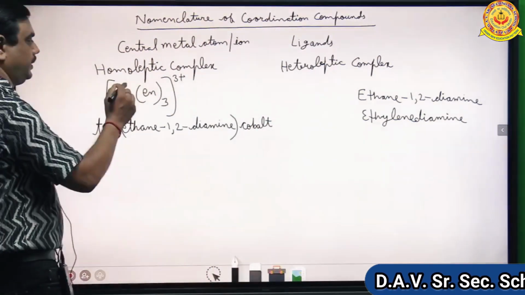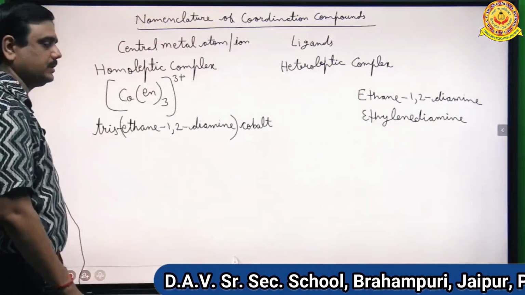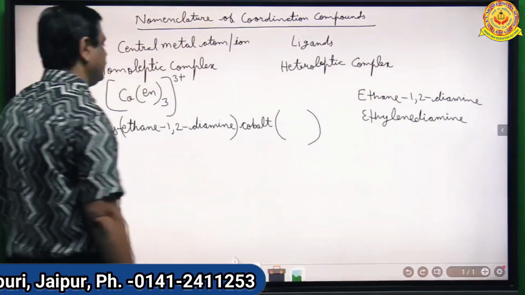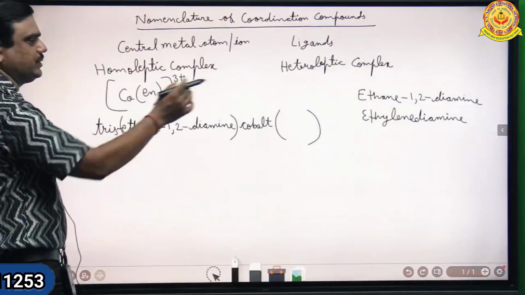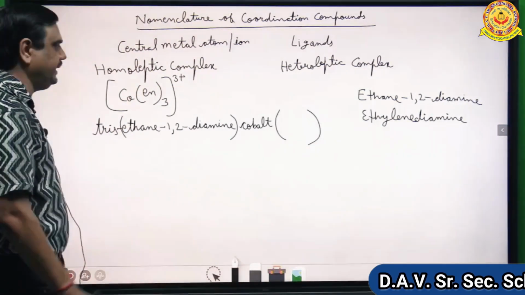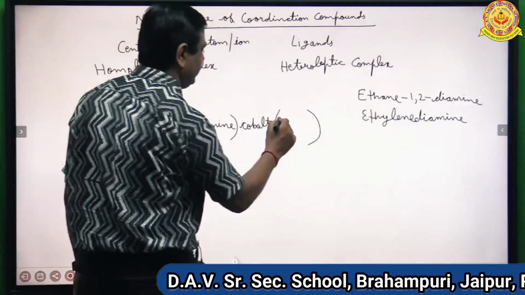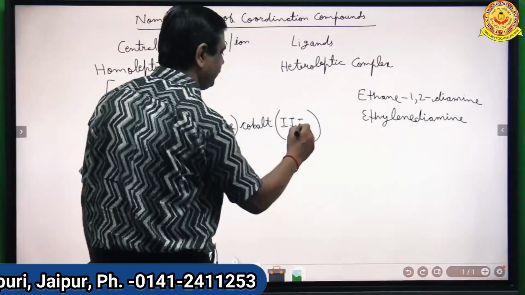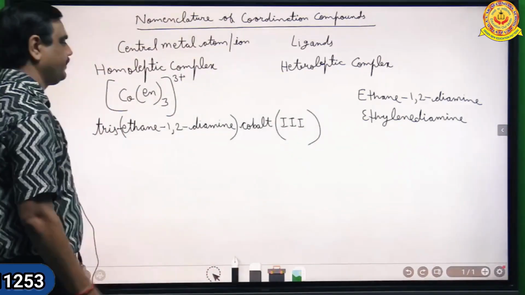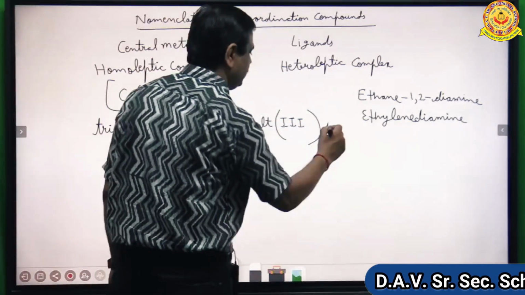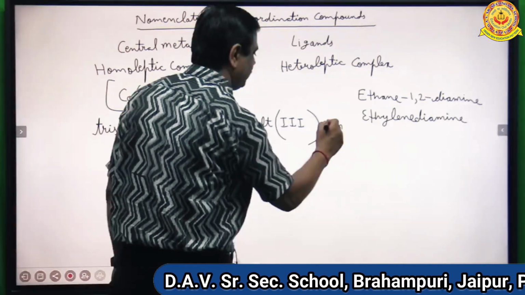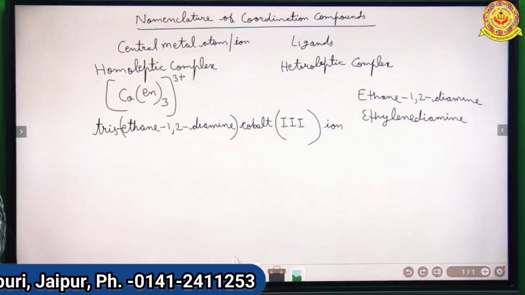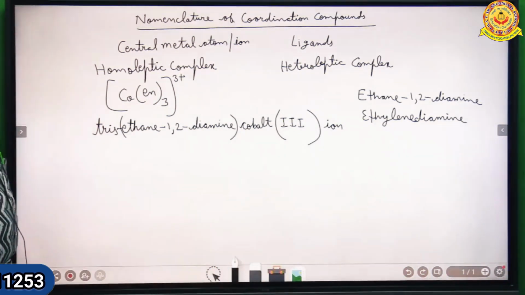Now the oxidation number of cobalt. How can we determine the oxidation number? You know, en is also a neutral ligand, so the oxidation number will be +3 only, and the name will end with ion. Tris(ethane-1,2-diamine)cobalt(III) ion.